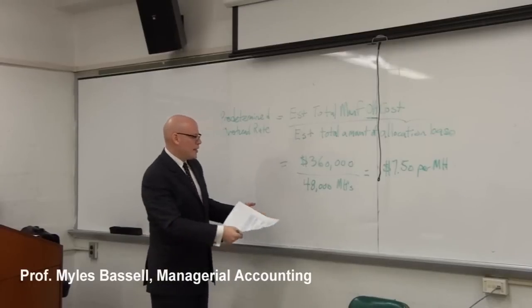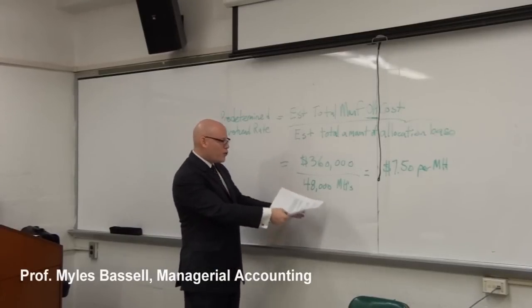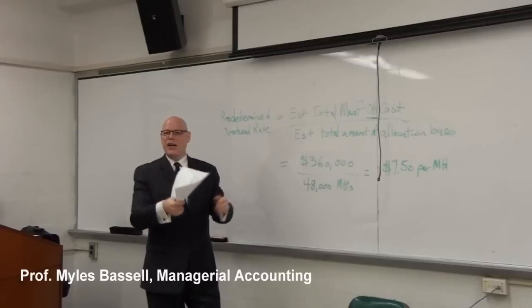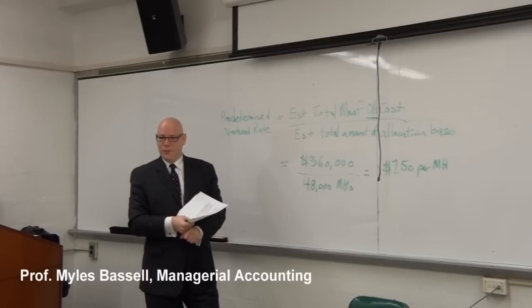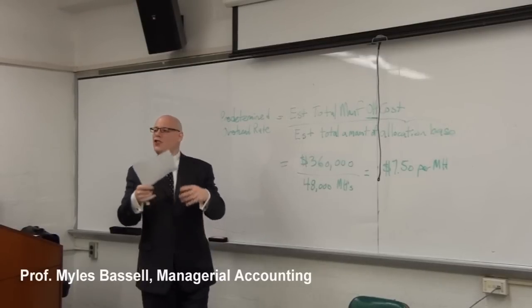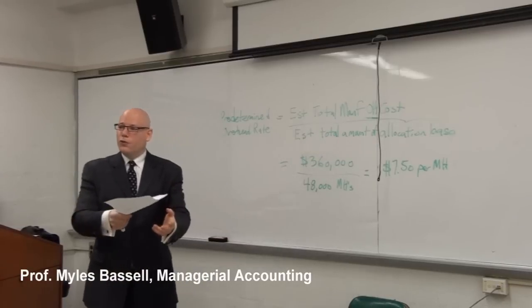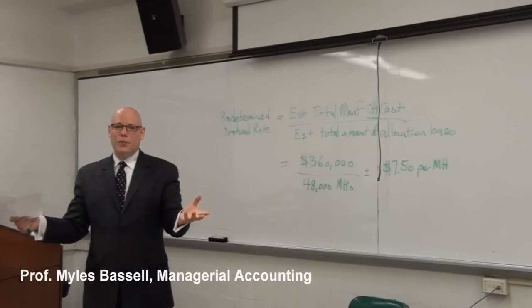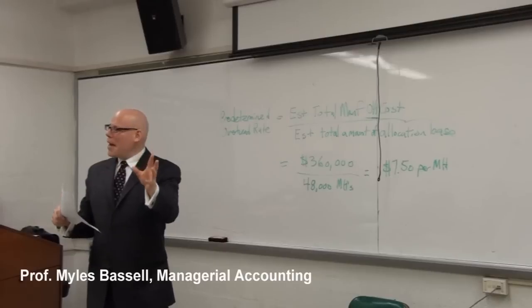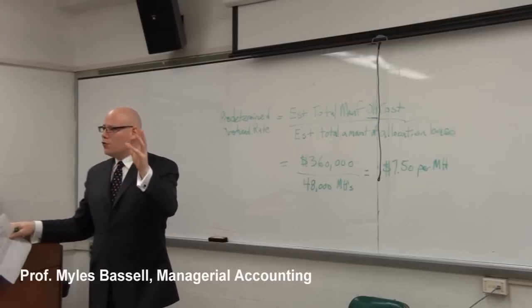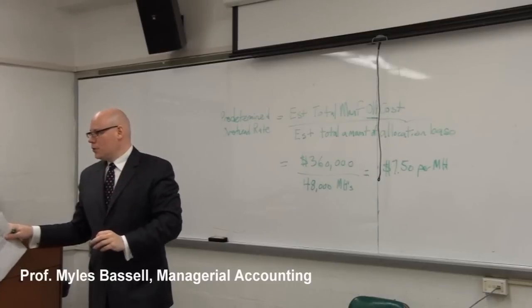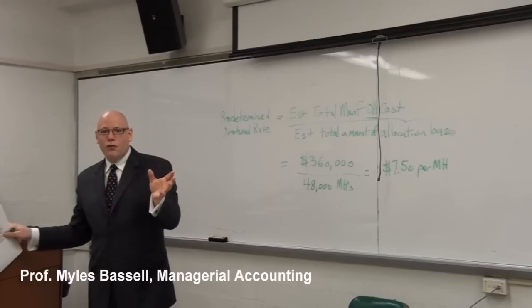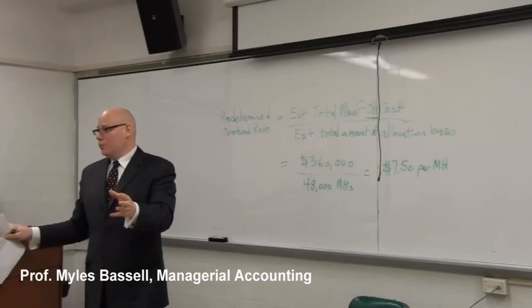So then we could go through and we could say, well, what if it was 100,000 machine hours? What would our manufacturing overhead be? And how much would each unit absorb of the total fixed cost? Because remember, the more units that are produced, the smaller the amount each unit is going to have to absorb of the fixed cost. That's known as fixed cost absorption. So you spread the fixed cost over as many units as possible, ideally.